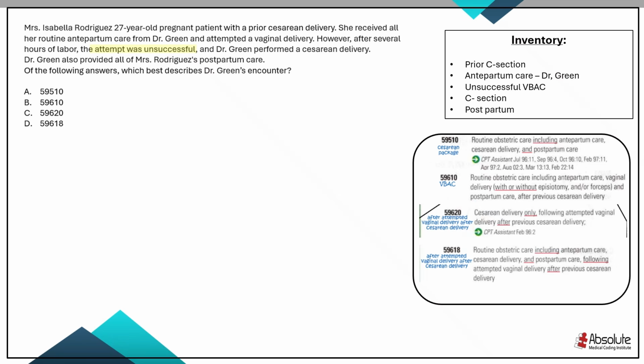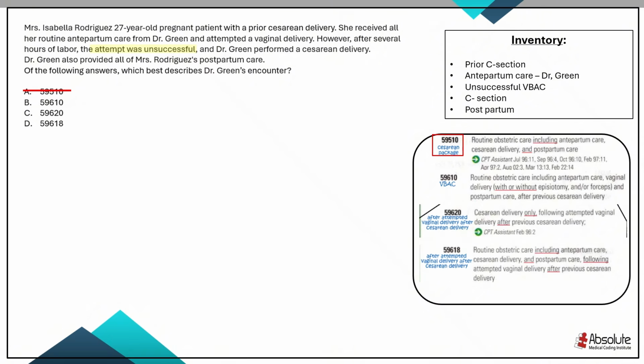Let's look into our code options. Option A is for 59510, and that is for routine obstetric care, including antepartum care, cesarean delivery, and postpartum care. So from the code language, it is clear that this is a direct or straightforward cesarean delivery package code. And we are looking for an unsuccessful VBAC followed by a cesarean delivery package service. So option A is incorrect.